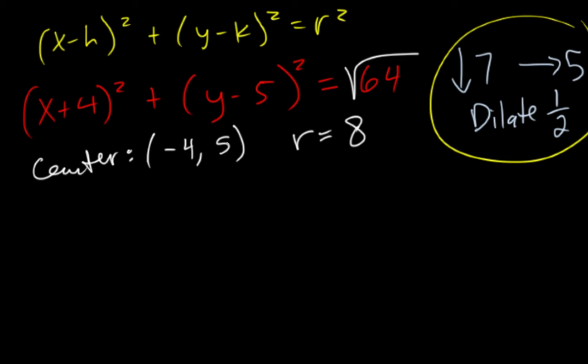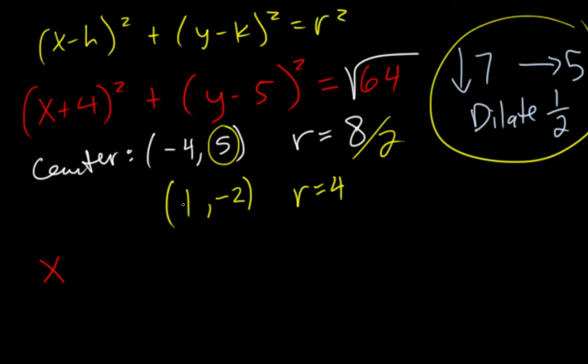If we go down 7, that affects this 5 by subtracting. So that's going to be -2. If we go right 5, we're going to add 5 to this number, so that's +1. And then if we dilate by 1/2, that means we cut this number in half, and so the radius is 4. Then the last step is just plug it back in.